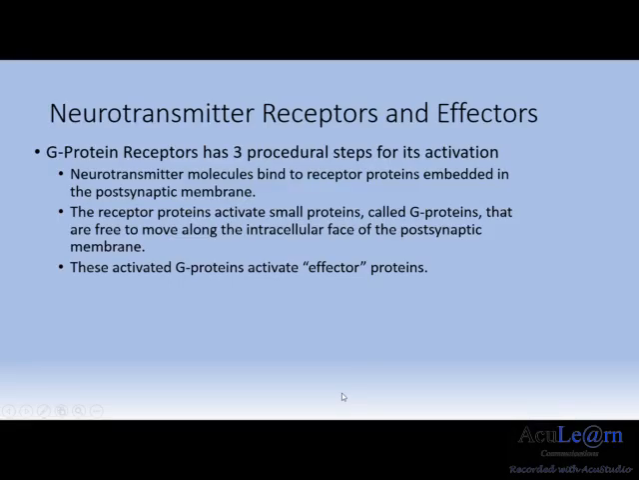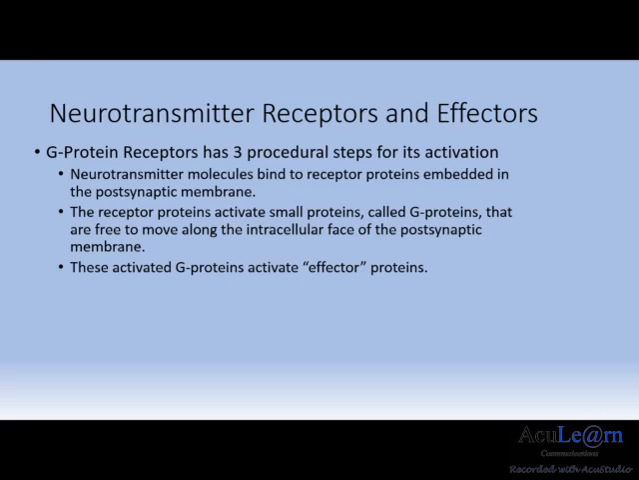The other form of receptor is the G protein receptor that is activated through three steps. Firstly, neurotransmitters bind to the receptor proteins that are at the postsynaptic membrane. These receptor proteins proceed to activate small proteins, known as the G proteins, that have the freedom to move along the intracellular face of the postsynaptic membrane.